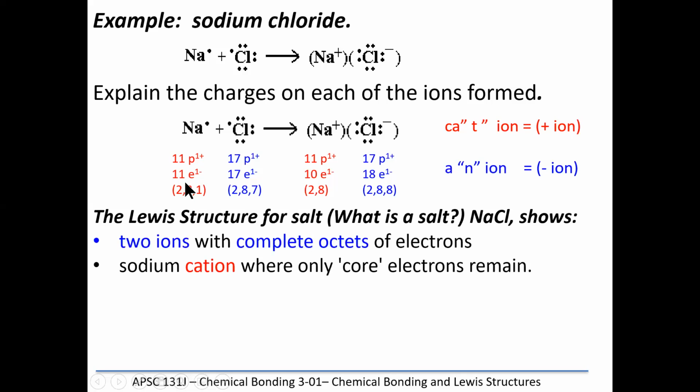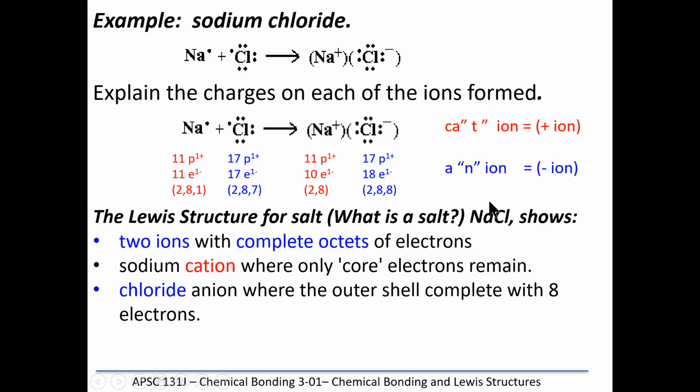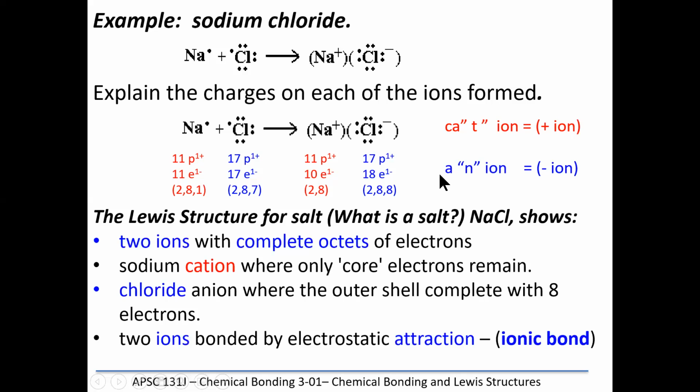So the core electrons would be the 2 and 8. And similarly, in the chloride ion, the core electrons would be the first 10, 2 and 8. They both now have achieved stable octets by losing and gaining electrons. And they're held together by this electrostatic force of attraction, a Coulombic attraction.